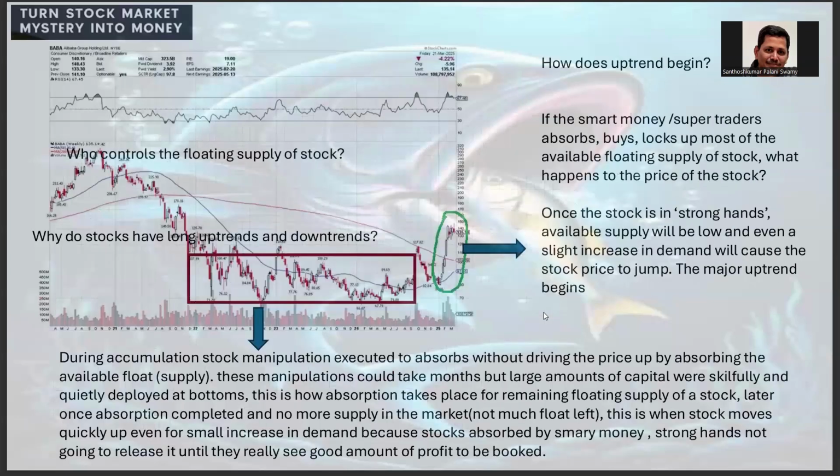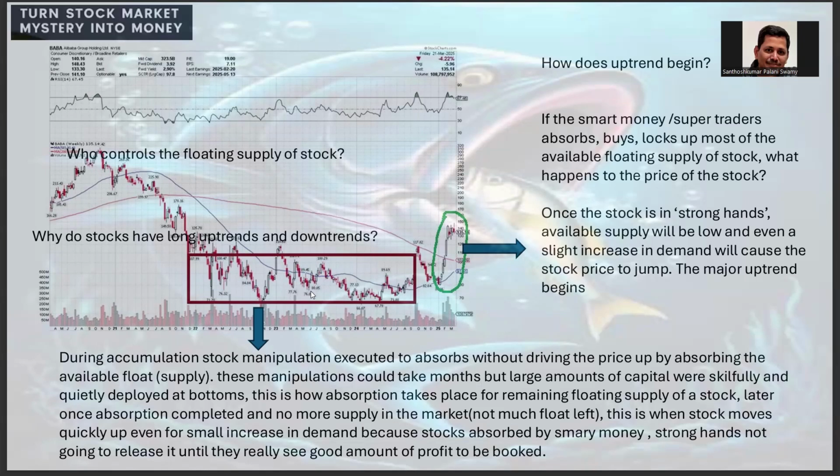At the high level, what you see here is an area where the square box shows the stock accumulation, which started in year 2022 and is almost nearing an end at the year 2025. And what you see in the green is the uptrend that started. What exactly happened over the period from 2022 to the end of 2025? The available supply, that means the float, was systematically absorbed by smart money people. How do they do it?